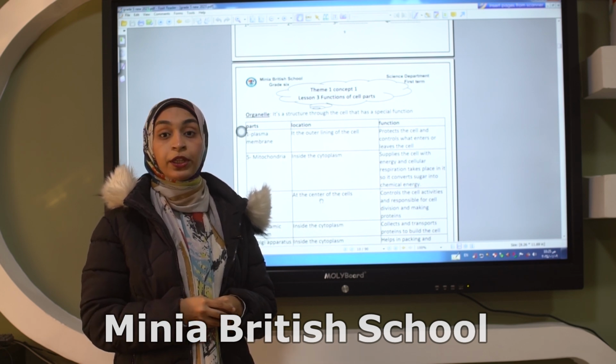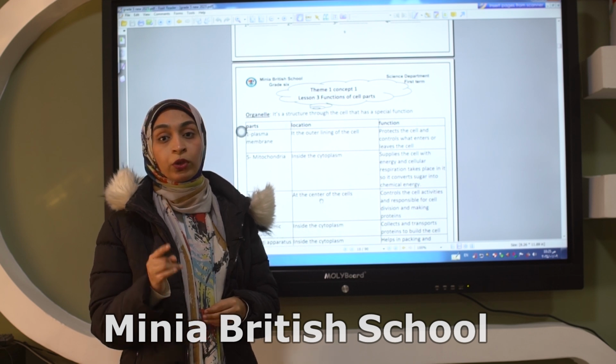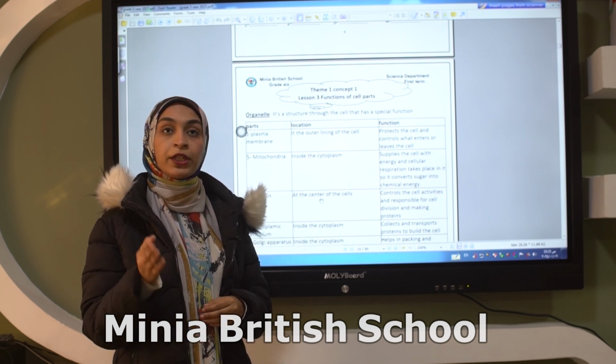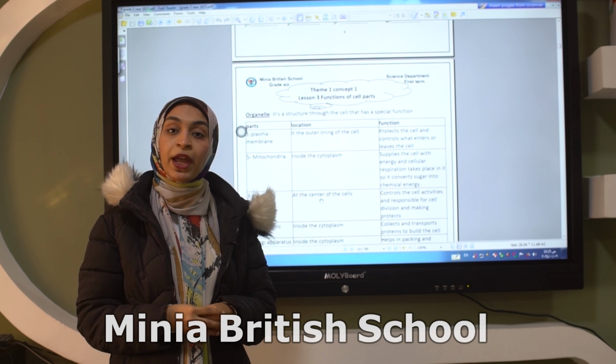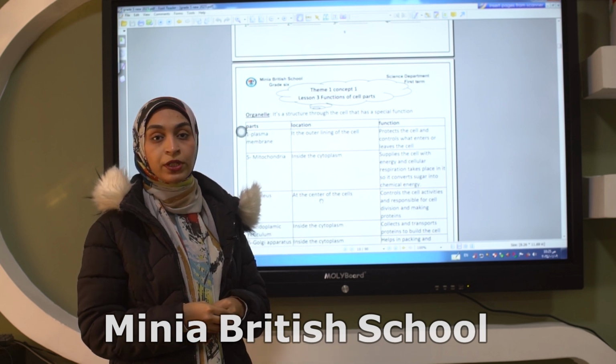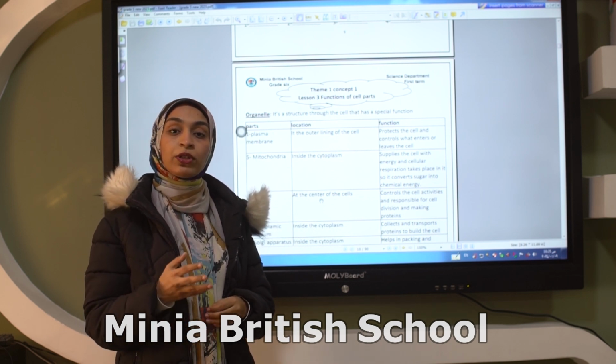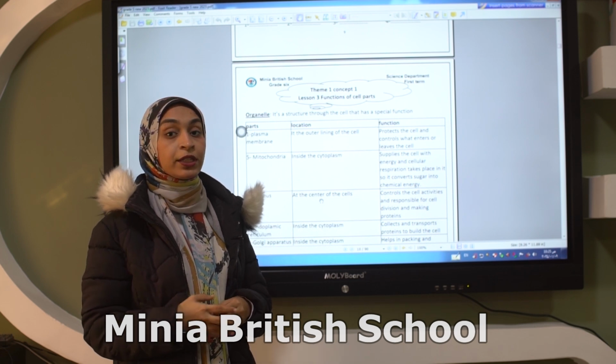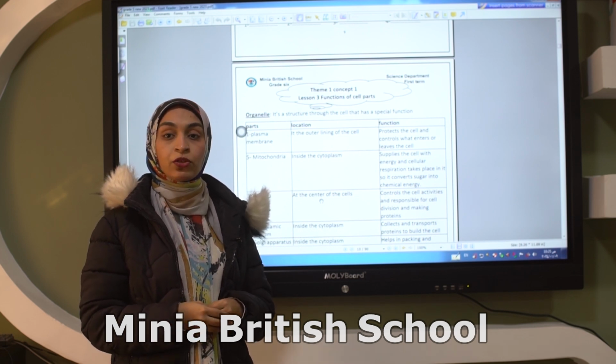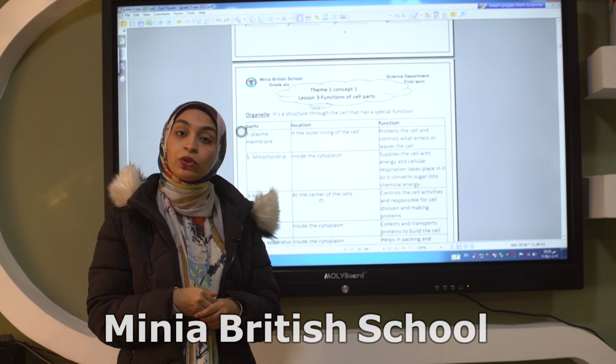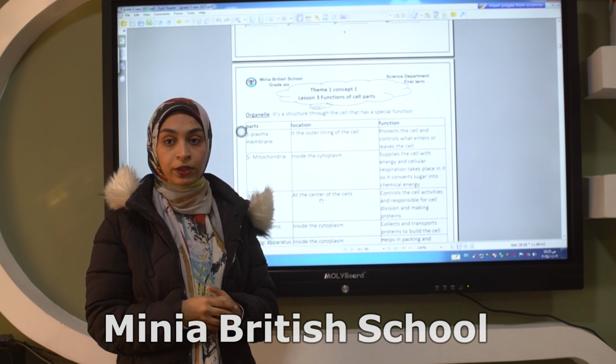The excretory system doesn't depend only on the urinary system, but the skin and also the respiratory system have an important role in the excretion process. The lungs get rid of the carbon dioxide gas during the exhalation process, and also the skin gets rid of the excess salt and excess water in the form of sweat.